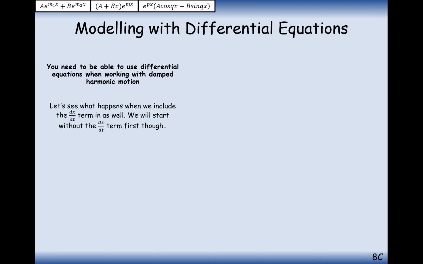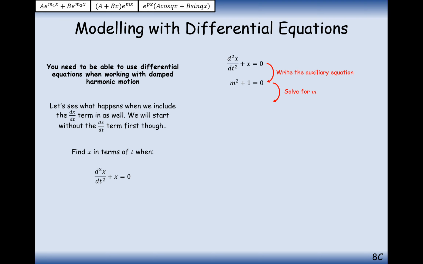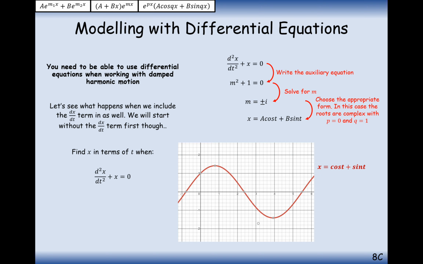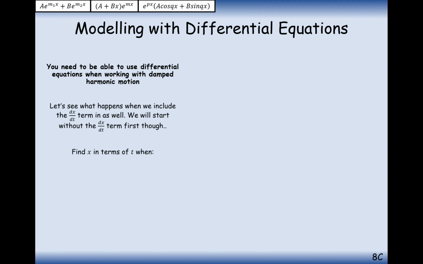We'll start by sorting out the dx by dt term first though. So what happens when it's just d squared x by dt squared plus x equals 0. So here omega equals 1. Let's have a look and remind ourselves what happens when we don't have a dx by dt term. Auxiliary equation, and then it's straight into a trigonometric function. So it's purely trigonometric, and it would be x equals cos t plus sine t, and it would just be a trigonometric wave the whole way through. Okay, so that shows that the bog standard simple harmonic motion will carry on forever.